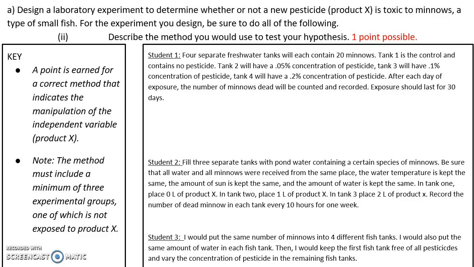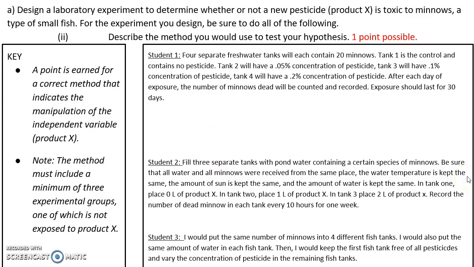Record the number of dead minnows in each tank after 10 hours for 1 week. Student 3: I would put the same number of minnows into 4 different fish tanks. I would also put the same amount of water in each fish tank. Then I would keep the first fish tank free of all pesticides and vary the concentration of pesticides in the remaining fish tanks. So go ahead, pause the video now.